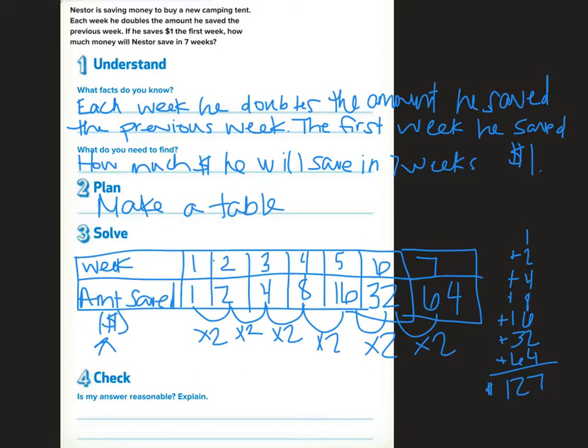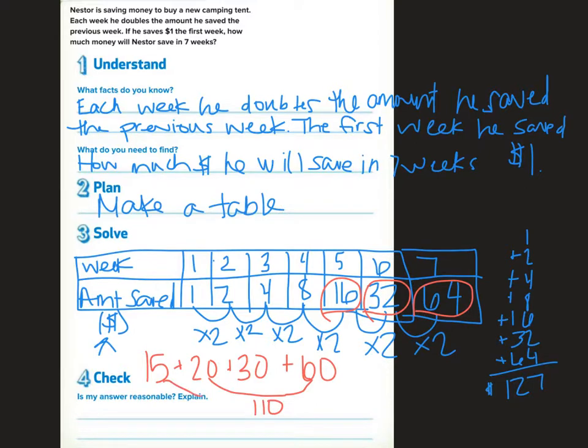So how we're going to check that is we're going to round each 2-digit number to the nearest 10. Okay? So I'm going to add 1, 2, 4, and 8 together. And I get 15 when I do that. And then I'm going to add 16 if I round that would be 20. 32 would be 30. 64 would be 60. Okay, so I get 50 plus 60. So if I added these 3 together, I'm going to get 110 plus 15. So I'm going to get 125. Is that close to 127? Yes, it is. So is it reasonable?